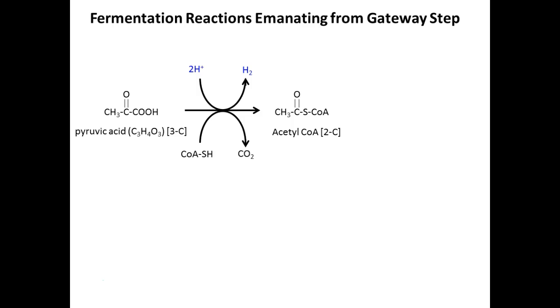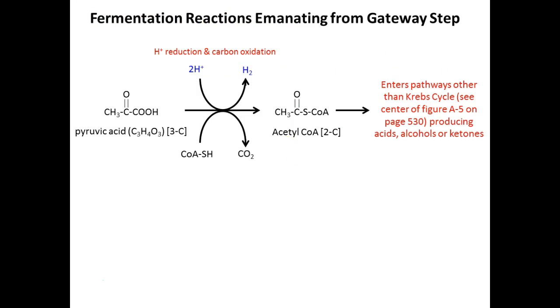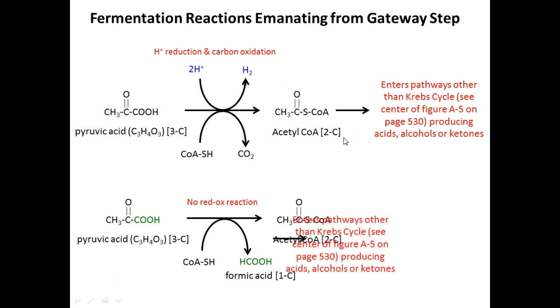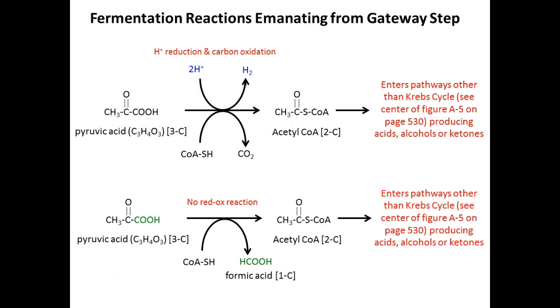So again, pyruvic acid can be converted into acetyl-CoA, which could normally enter into the Krebs cycle. But different portions of it are going to generate different things. You're going to get lots of different acids, alcohols, or ketones. So this is an example of forming formic acid. No oxidation reduction reaction here, though. No electrons moving. But then that could, of course, go into the Krebs cycle.